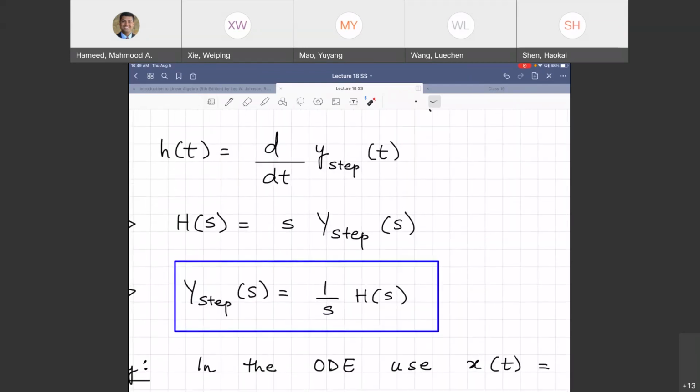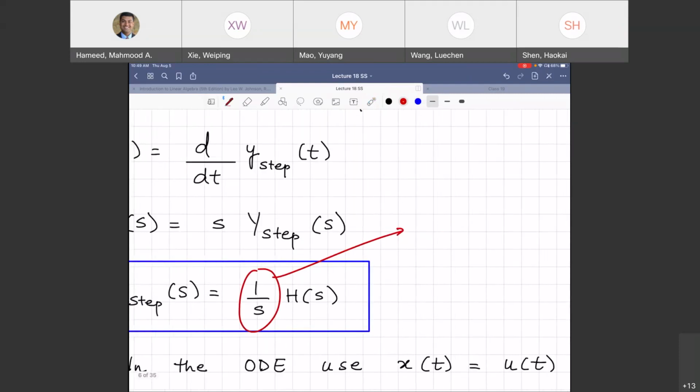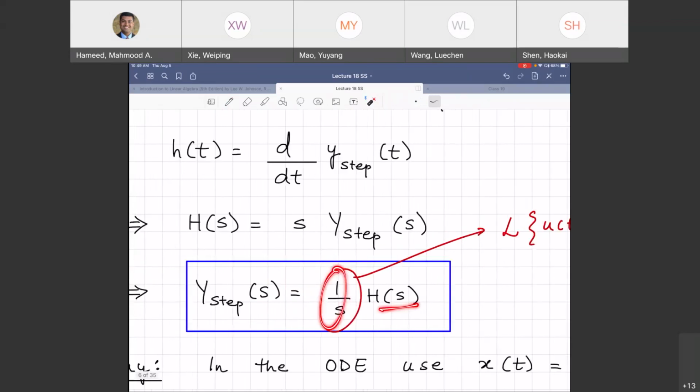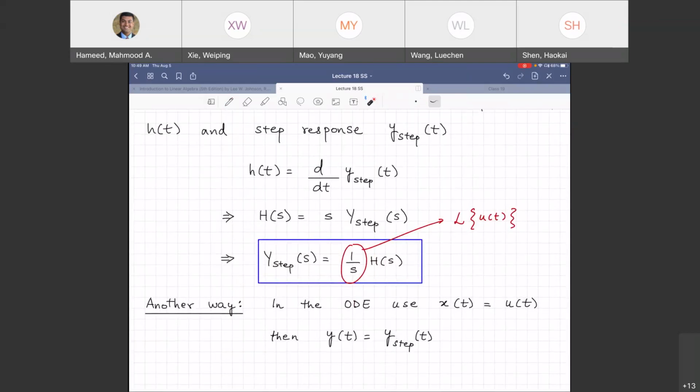And you can sort of see this, right? This is pretty easy. What is 1 over s? Can I say that 1 over s is the Laplace transform of u of t? Yeah. So input, transfer function, you get output, right? So 1 over s for the input Laplace transform, H of s for the transfer function, you get Y of s. So this validates the statement that the impulse response is the derivative of the step response.